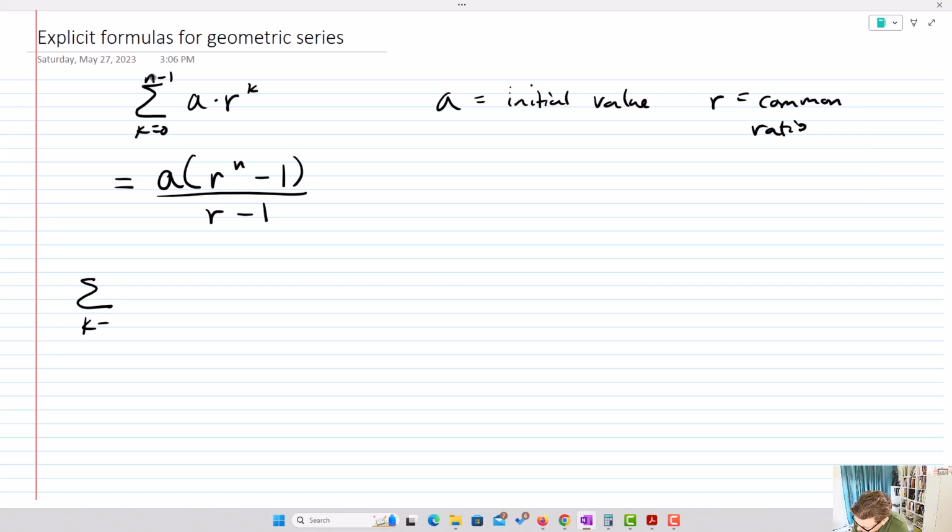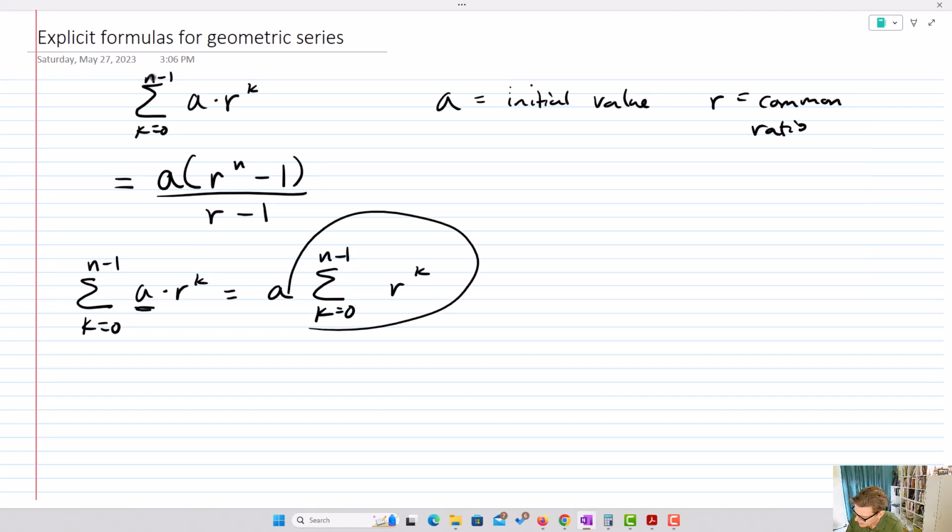We'll break down the sum k equals 0 to n minus 1 of a times r to the k. The first thing I'm going to do is notice that a is a scalar, and so I can pull the scalar out. And so I get a times the sum k equals 0 to n minus 1 of r to the k. Now I want to examine this summation right here.